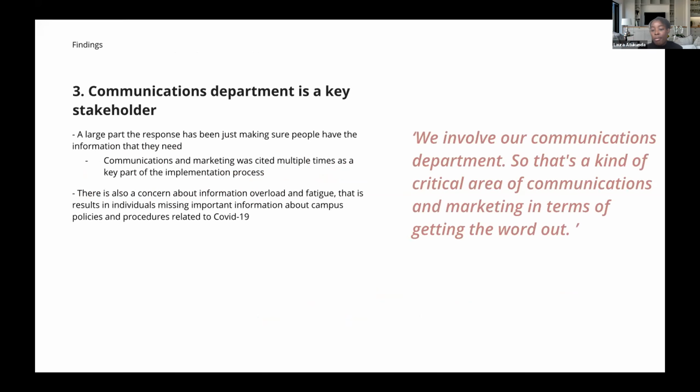There was also concern about information overload and fatigue. People are just kind of missing important information about COVID, about campus policies and procedures related to that. That's why it's really important that they have a targeted strategy when it comes to letting people know about the different procedures on campus related to that. And this was a quote from one of the interviewees related to this insight.